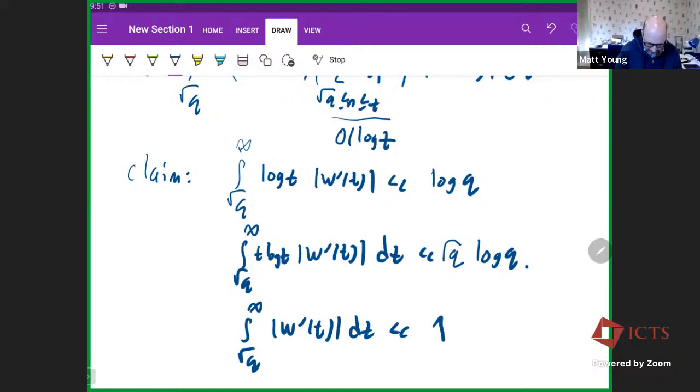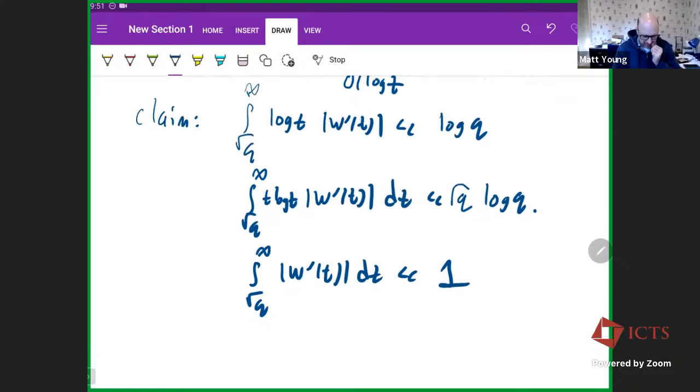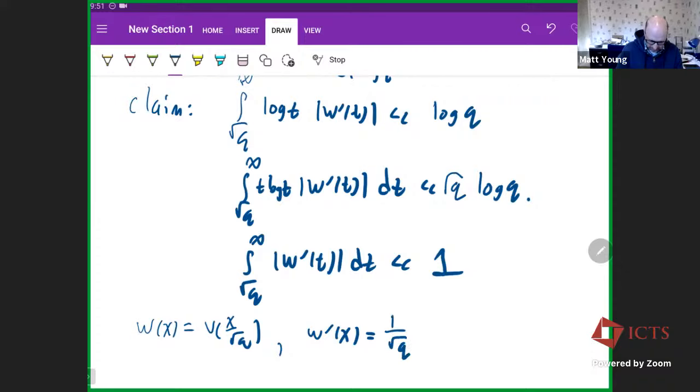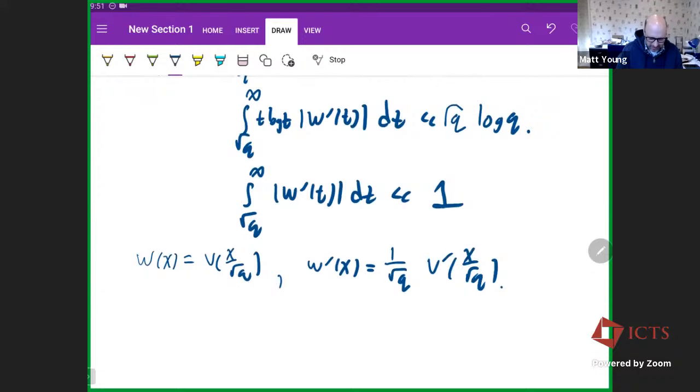These are all pretty much the same. If you can do one, you can do all three. So remember, w of x was v of x over root q. So this implies that w prime of x is 1 over root q times v prime of x over root q. And we have bounds on this. So w prime of x is bounded by 1 over root q.